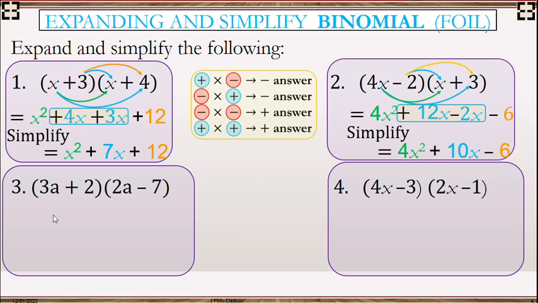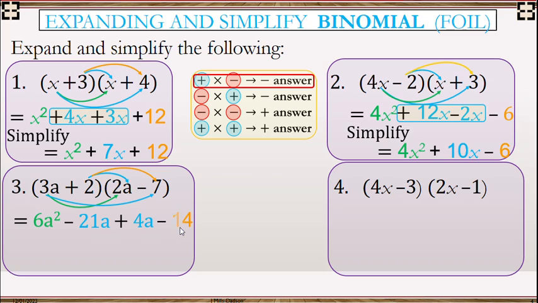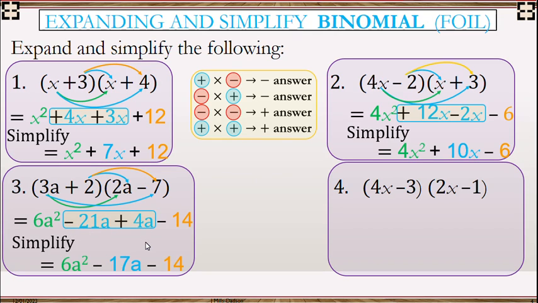Let's expand the third example. 6a squared. Now a positive times a negative should give a negative answer, minus 21a. Positive times the negative should give us a negative answer. Simplify the middle two terms, minus 21a plus 4a. So you have 6a squared minus 7a minus 14.